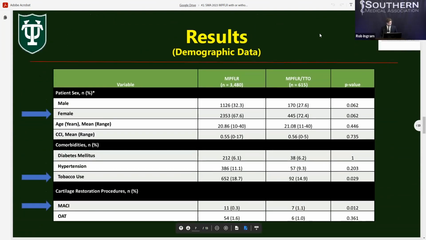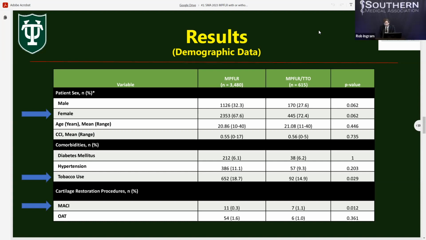This table displays a comparison of demographic data between each surgical cohort. As you can see from the arrows, there was a significantly higher proportion of tobacco use in the MPFL reconstruction group and a significantly higher proportion of concomitant MACI use in the MPFL reconstruction with TTO cohort. The significance of the latter finding may be questionable, however, due to the very small sample size of patients undergoing additional cartilage restoration procedures, specifically MACI and OAT in this case.